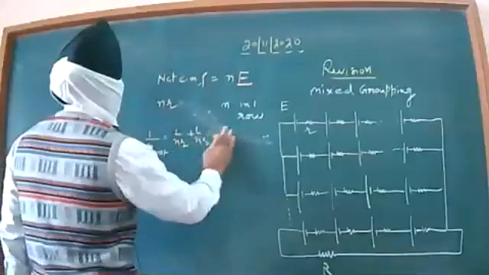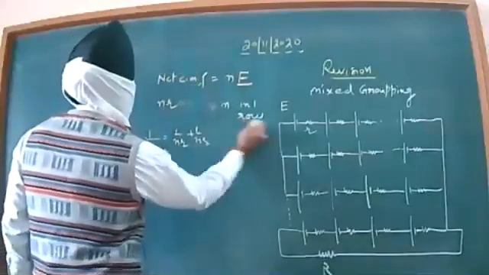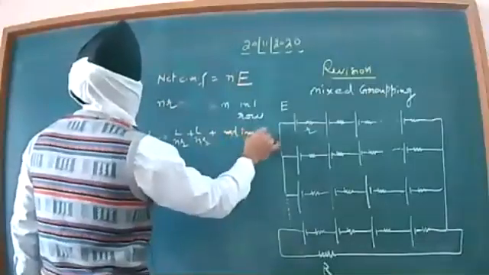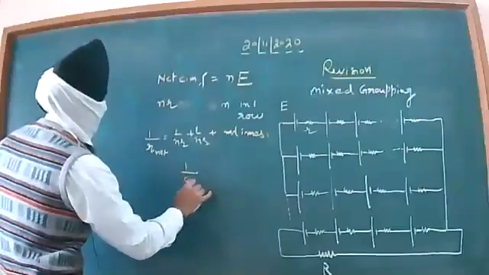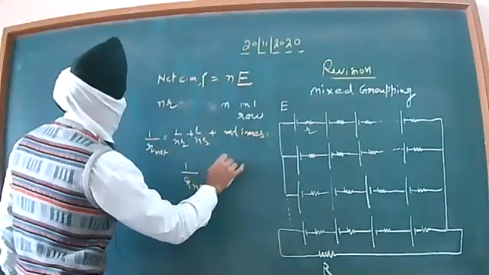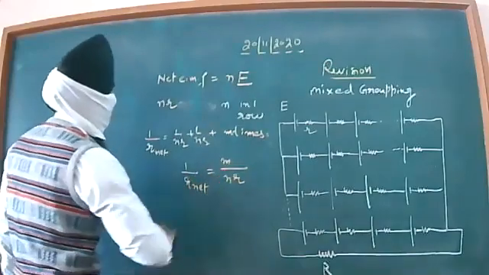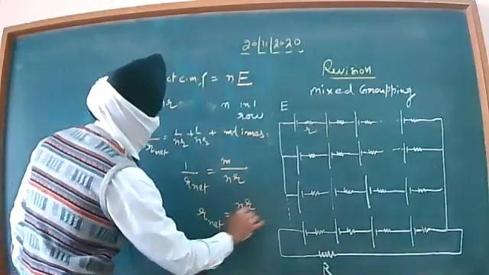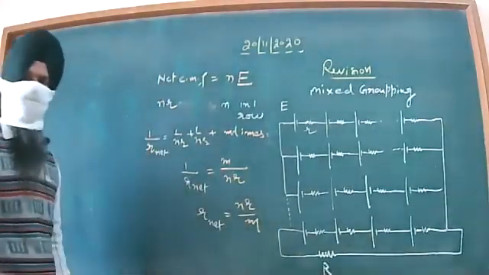We will be connecting all these cells because of the m rows. This is m times over there. So 1 by r net is equal to m upon n into r, and small r net value is n into r upon m.